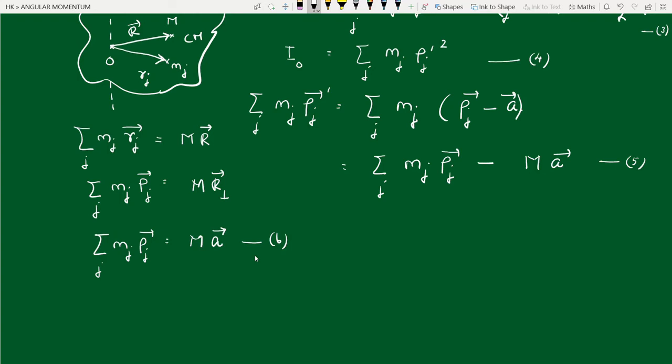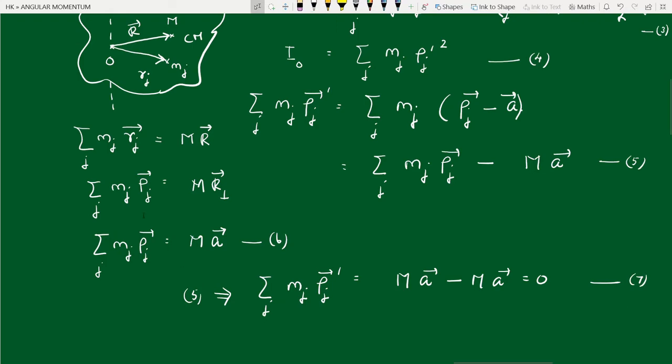Now if we substitute equation 6 in equation 5, equation 5 can be rewritten as summation over j of mj rho j prime is equal to capital M into vector A minus capital M into vector A, and this is 0. Call it equation 7.